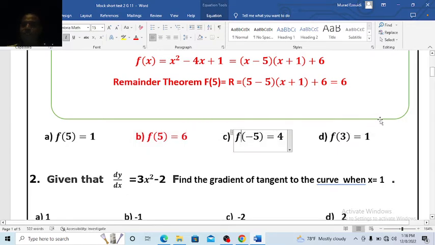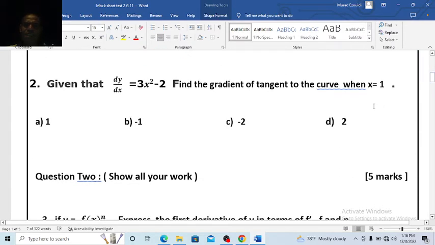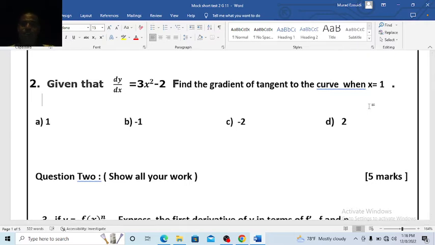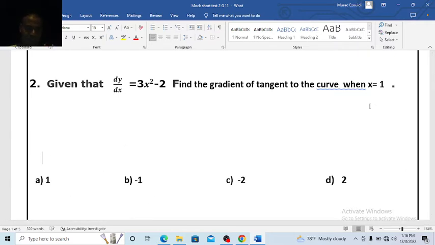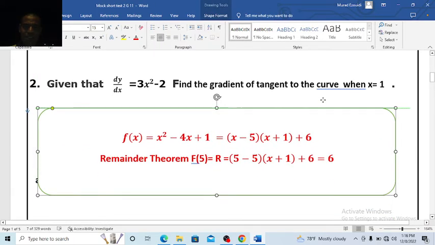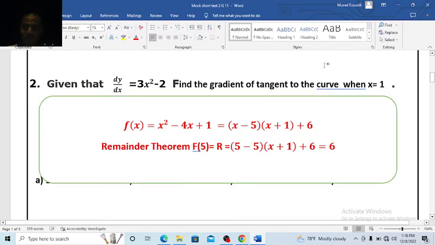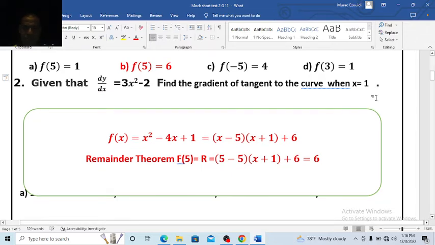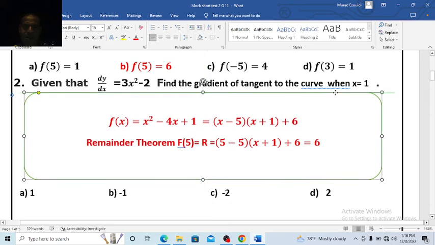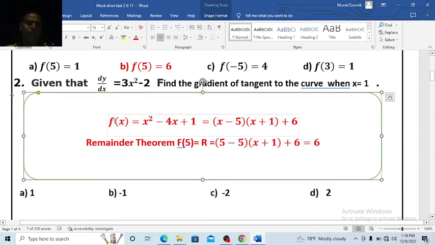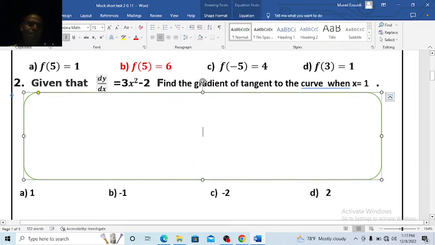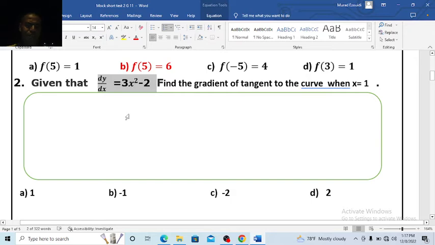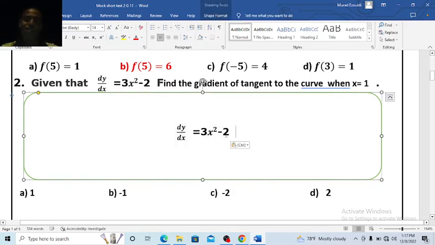For the second question, we have what, my learners? Given that dy with respect to x is 3x squared minus 2, find the gradient of the tangent to the curve at x equal 1. Here I will paste. This is the place where I answer the question. Here, my learners, we have dy with respect to x.